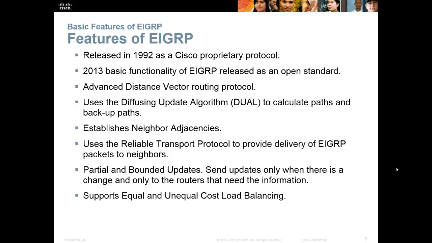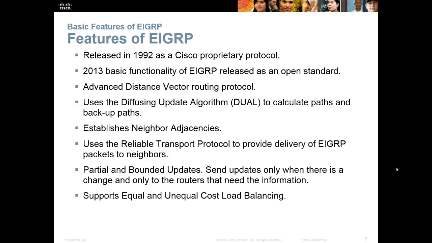Okay. EIGRP uses an algorithm called DUAL, the Diffusing Update Algorithm, to calculate paths and backup paths. And it produces some pretty big numbers. There's typically 8 to 12 digit numbers as their metric. So when you see those big numbers in the metric, you know right away, oh, I'm probably dealing with EIGRP. Just like OSPF, it establishes neighbor adjacencies. Hey, I'm speaking EIGRP. Hey, so am I. Hey, let's be buddies and be neighbors.